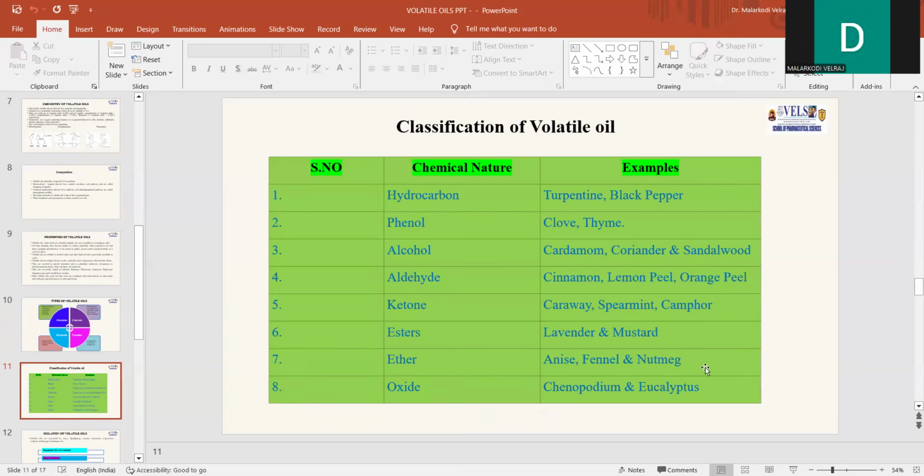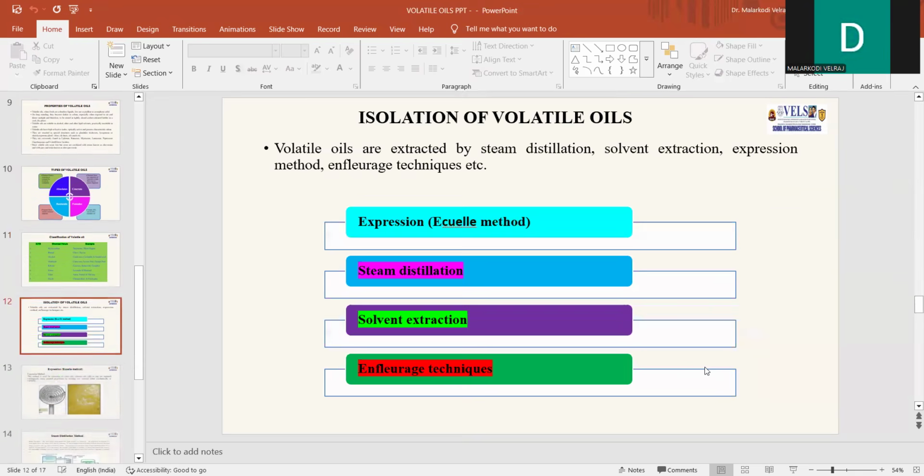Classification of volatile oils. The chemical nature of volatile oils are hydrocarbons. Examples are turpentine and black pepper, phenol containing volatile oils like clove and thyme, alcohol containing volatile oils like cardamom, coriander, and sandalwood, aldehyde containing volatile oils, cinnamon, lemon peel, and orange peel, ketone volatile oils, caraway, spearmint, camphor, esters, example lavender and mustard, ether containing volatile oils, anise, fennel, and nutmeg, oxide containing volatile oils, chenopodium, and eucalyptus.